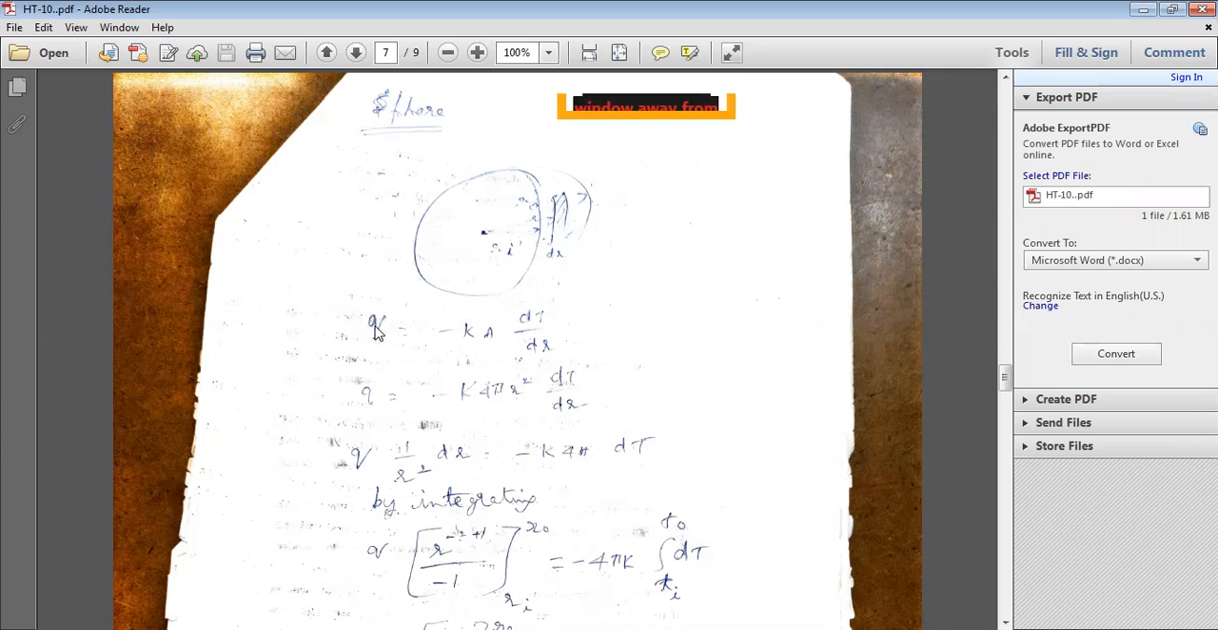Now, heat transfer rate, capital Q, from Fourier's law of heat conduction, is equal to minus KA dT by dx. But what is dx here? If you consider a small element of thickness dr, Q is equal to minus KA dT by dr. What is the surface area? Surface area of the sphere is 4 pi r squared. So Q is equal to minus K into 4 pi r squared dT by dr.